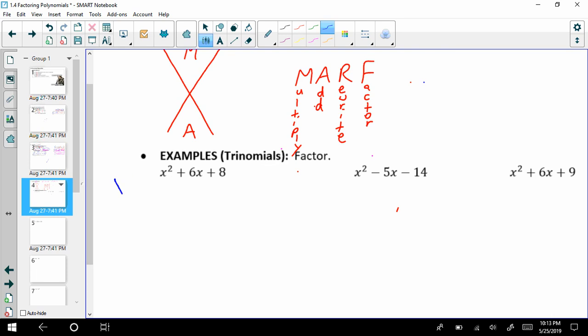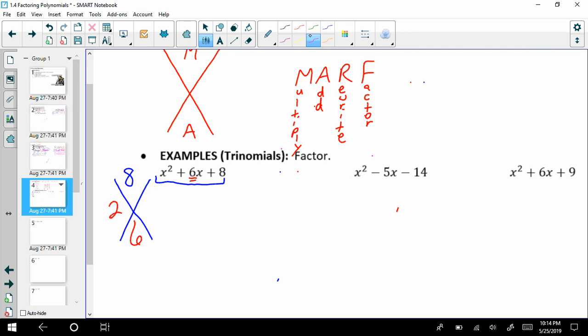So what my students will do is they'll make a little crisscross. And for the top part, the multiply part, you're going to take the very front number and the very end number and multiply them together. So 1 times 8, we're going to put an 8. That's what I want to multiply to. For the add number, it's the number in the middle, 6. So now it's a little game. You have to ask yourself, what 2 numbers multiply to 8 but add to a positive 6?